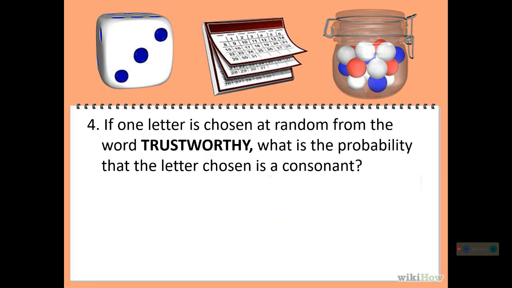Okay, next, number 4. If one letter is chosen at random from the word trustworthy, what is the probability that the letter chosen is a consonant? Okay, so count first again the number of letters in the word trustworthy. So we have 11 letters and the consonants. So we are going to have the probability of the consonant. So you will have to count. So you will have 9 over 11 is correct.